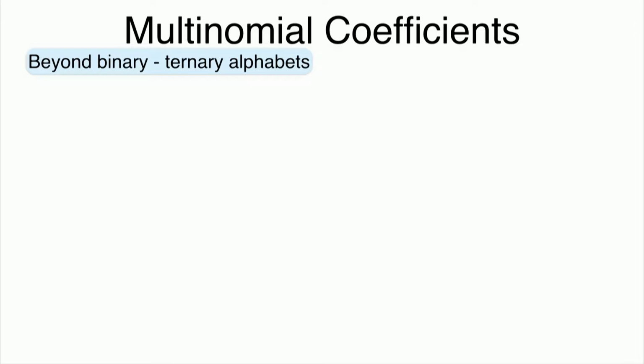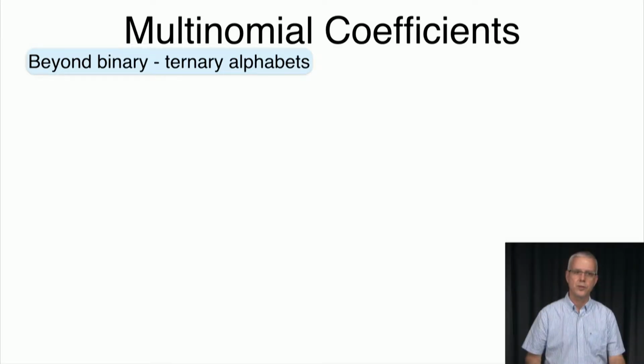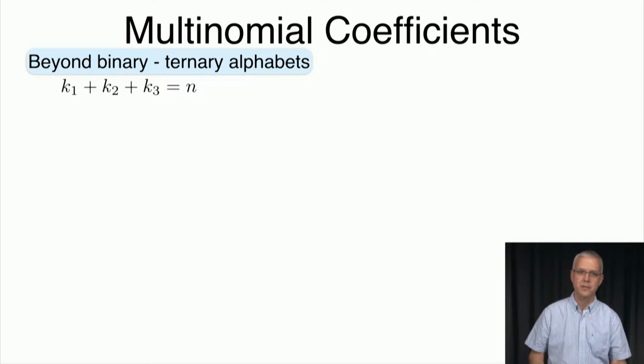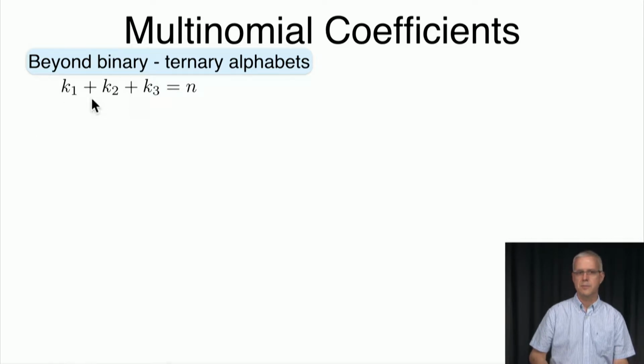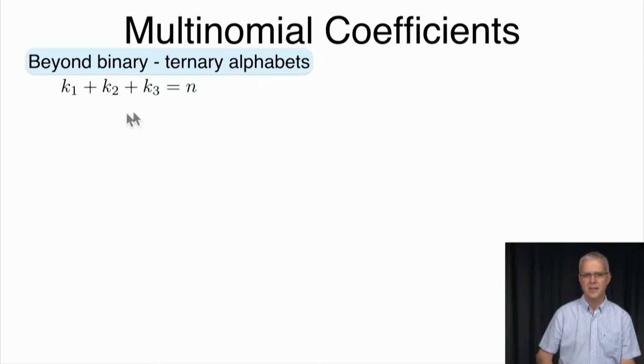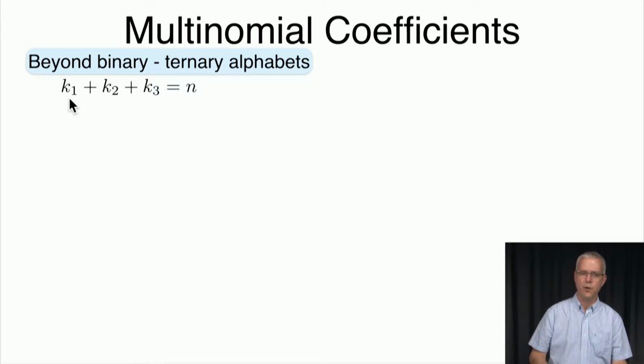Okay. So we're going to talk about the multinomial coefficients, which, beyond binary, apply for ternary or larger alphabets. For example, if we look at ternary alphabets, then imagine that we have three numbers, k1 plus k2 plus k3, which together give us n. This extends what we had before, where we had k 1s and n minus k 0s. So now we have k1 1s and k2 2s and k3 3s. And together they give us the whole length of the sequence, which is n.